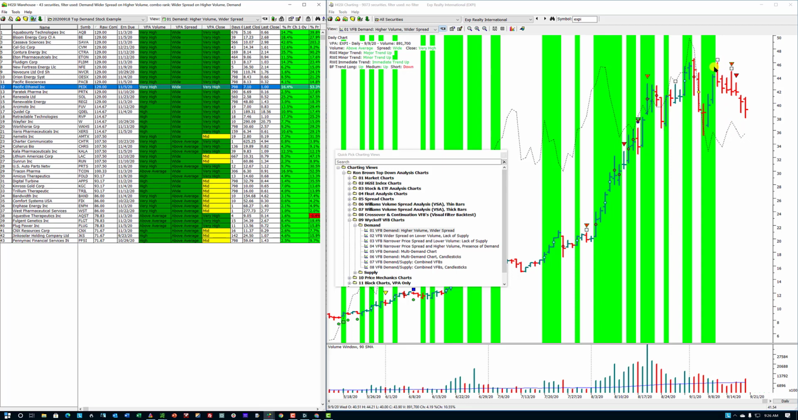But if you start looking at these individual bars, there's a distribution bar, there's a distribution bar, there's a distribution bar, there's one. There's one. Why do I say this? Because these are all red bars based upon the Tom Williams method, which the close is lower than the prior day's close. Now, I wish I had more history on this.